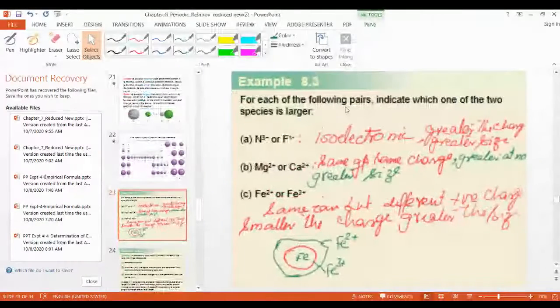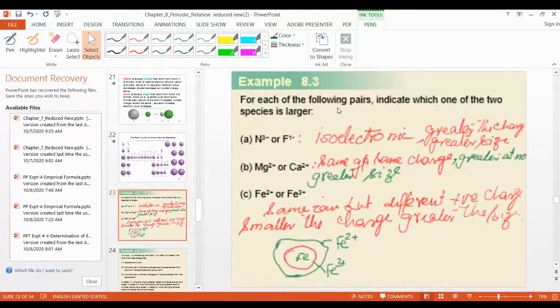Look at this question now. For each of the following pairs, indicate which one of the two species is larger. Now these are the two pairs given here. Number one in A: nitrogen 3 minus, fluorine 1 minus. Out of these two species, which one is larger?